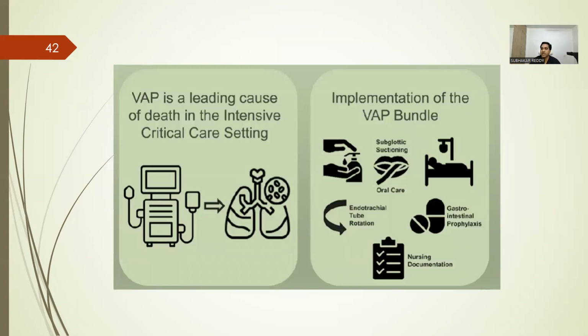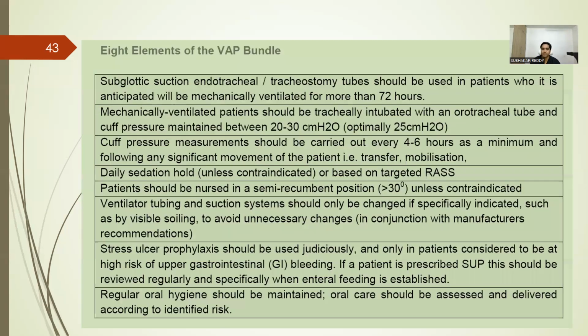So, implementation of the VAP bundle. What constitutes a VAP bundle? Proper hand hygiene, oral care, subglottic suctioning, head up, that is semi-recumbent position of 30 degrees or more when not contraindicated, endotracheal tube rotation daily, GI prophylaxis, and nursing documentation. So, the elements of the VAP bundle.